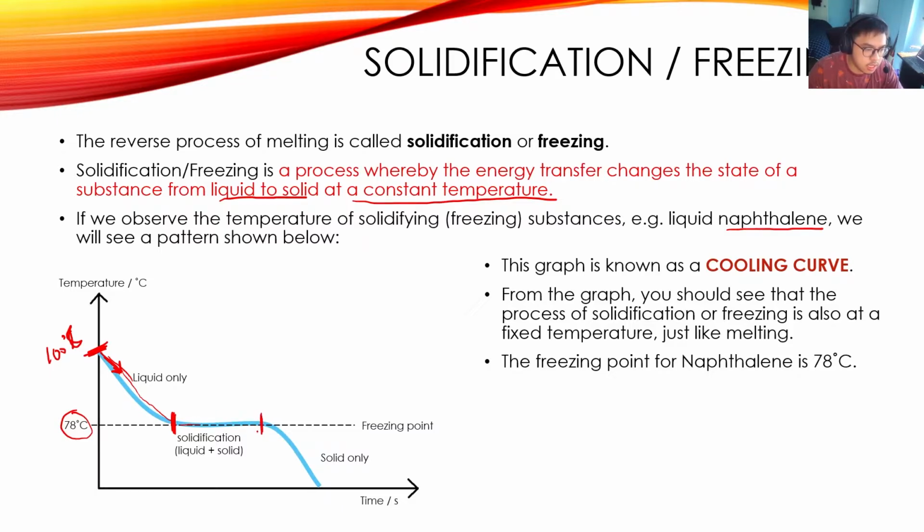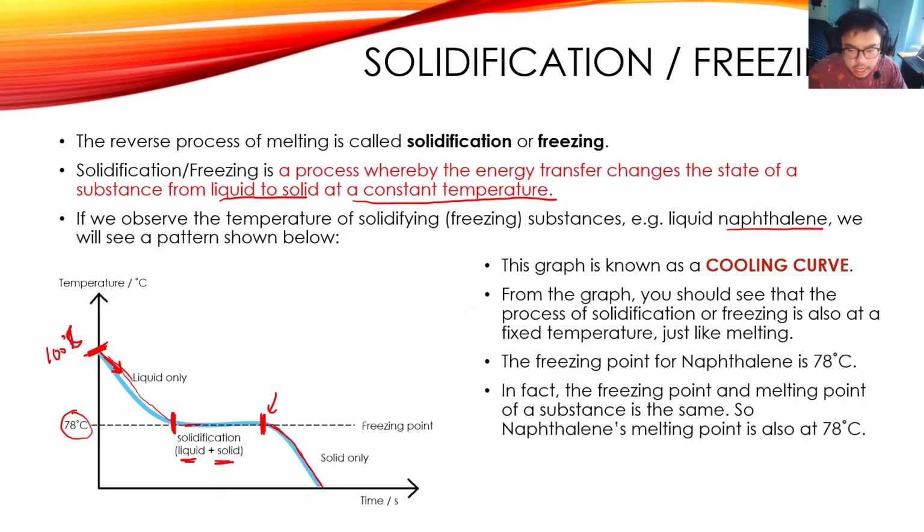During this period here, the naphthalene begins to freeze. The liquid is starting to freeze and become solid. During this period of solidification, we have a mixture of liquid and solid. But once the solidification has completed, once everything has become solid, which is at this point here, now you have only solid remaining, then the temperature begins to drop. So in the beginning, you have liquid, and then when it's freezing, you have a mixture of solid and liquid. Once that has ended, you only have solid remaining.